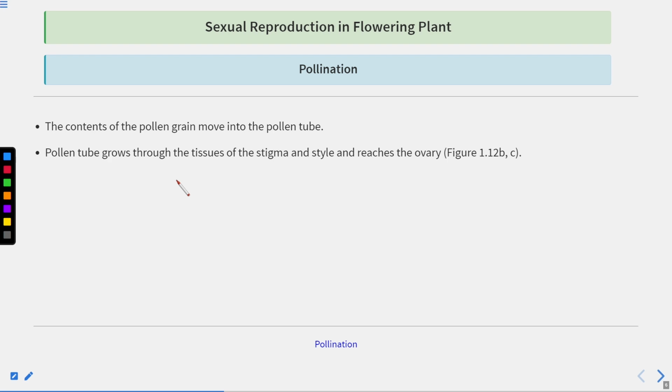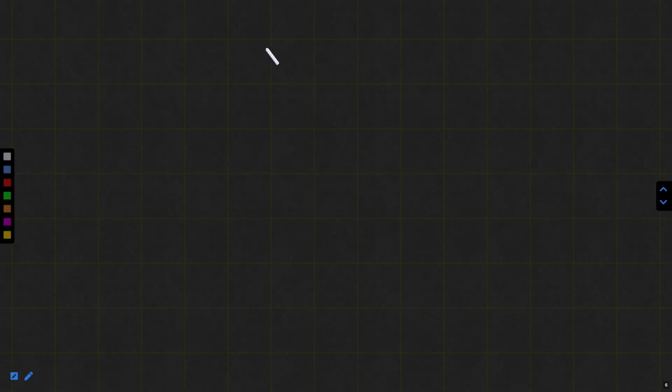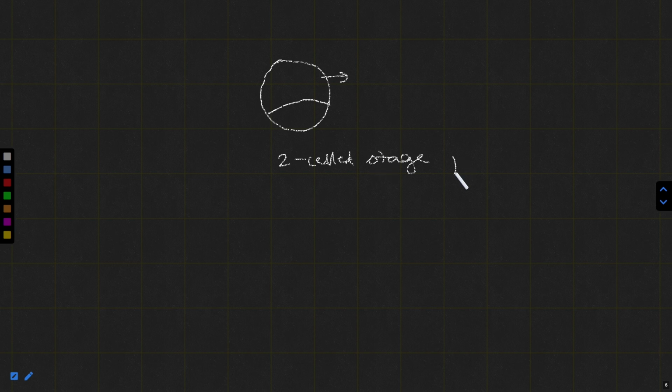Now the contents of the pollen grain move into the pollen tube. So what are the contents of the pollen grain? Male gametes. Male gametes move into the pollen tube. So if you know about the structure of the pollen, usually the pollens, I've told you earlier also, are released at the two cell stage. So we are talking about the two cell stage pollen.